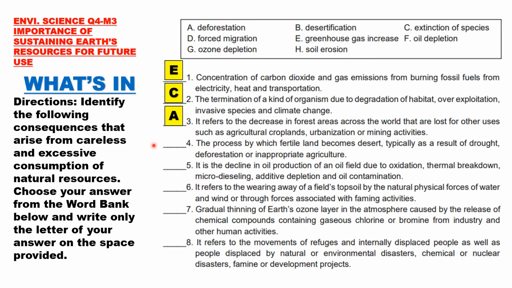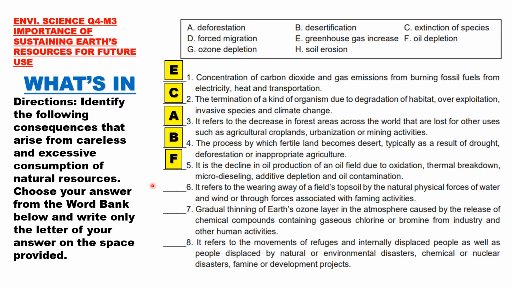Number 4, the process by which fertile land becomes desert, typically as a result of drought, deforestation, or inappropriate agriculture. Answer: B. Desertification. Number 5, it is the decline in oil production of an oil field due to oxidation, thermal breakdown, microdieseling, additive depletion, and oil contamination.